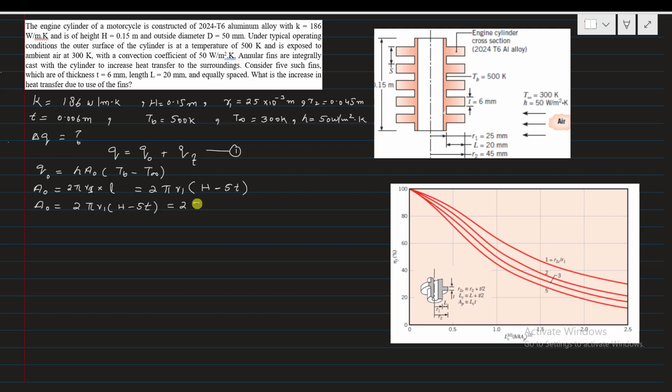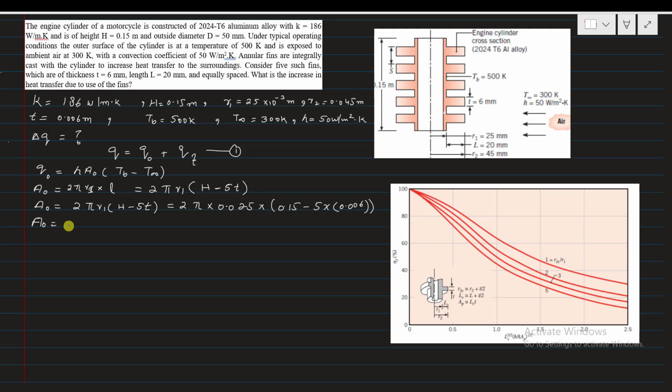So 2 pi r1, that is 0.025, multiply h, that is 0.15 minus 5 into the thickness of these fins, that is 6 millimeter, 0.006. So after simplification you will get the surface area of the cylinder without considering the fins. By subtracting the thickness of the fins from the surface area of the cylinder, you will get the surface area of the cylinder without fins considerations.